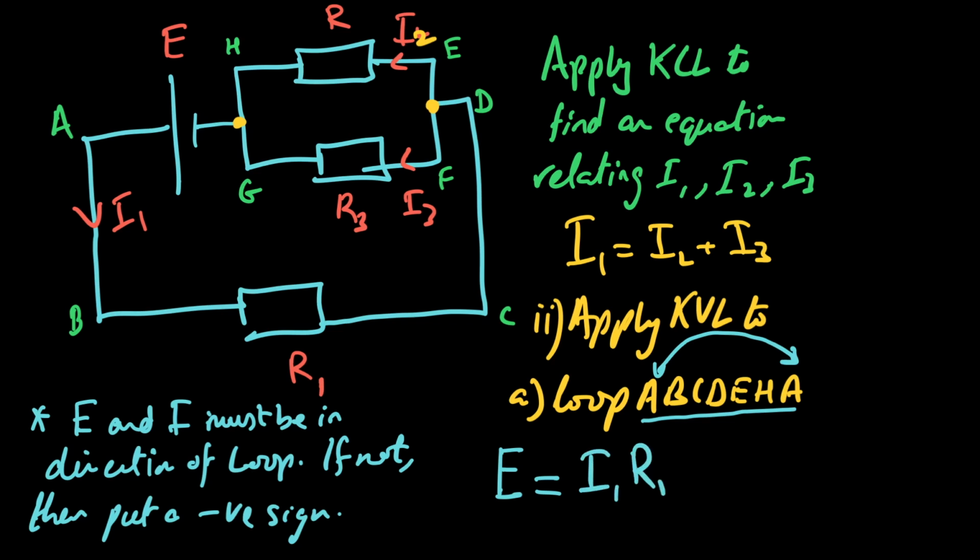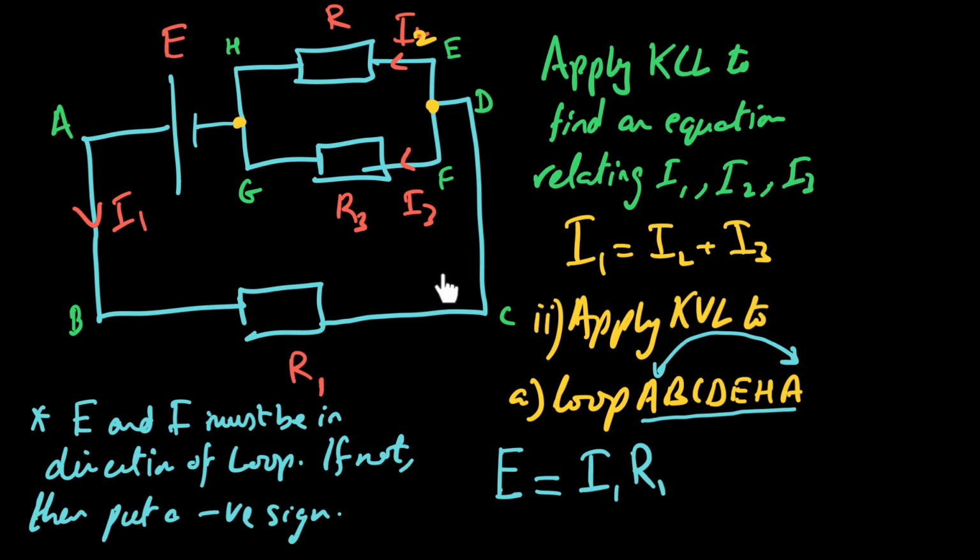Now, plus I1 or minus I1? The answer is plus I1 because the loop is going A, B, C, D. And if the loop is going A, B, C, D, my current is also going from A to B to C. So they are following each other. The loop is going from A to B to C. The current is also going from A to B to C. All right. So I1, R1.